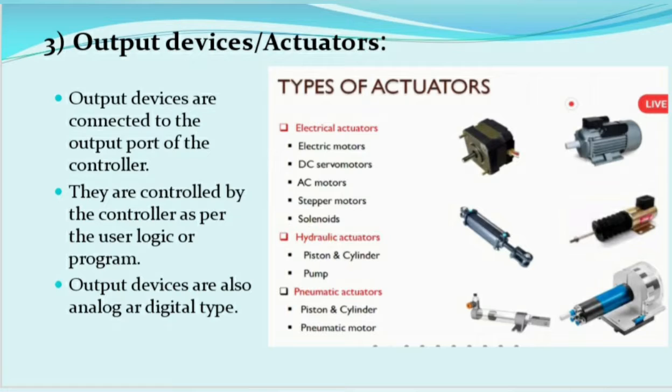The third basic component of automation system is output devices or actuators. The output devices are also analog or digital type. These output devices are controlled by the controller as per the program and input data given by the input devices.